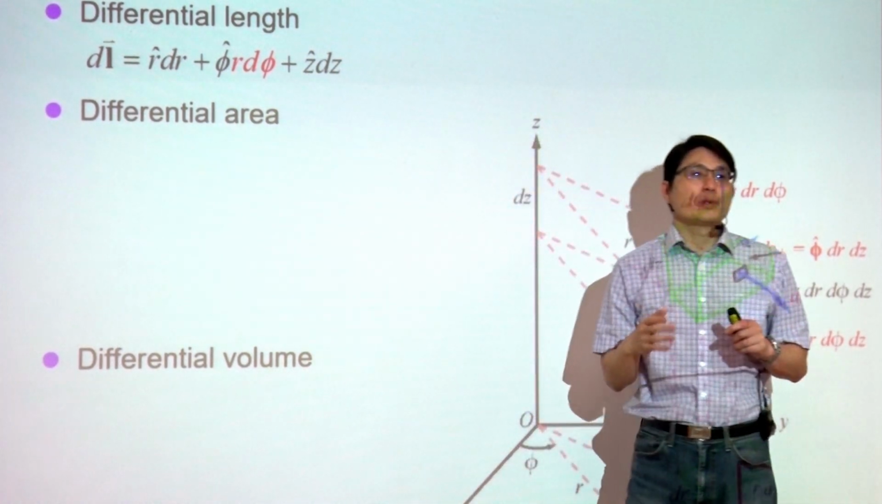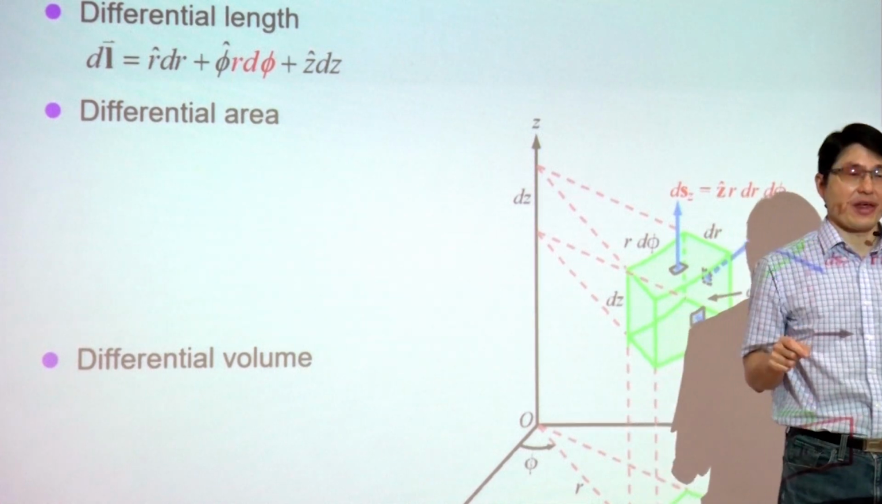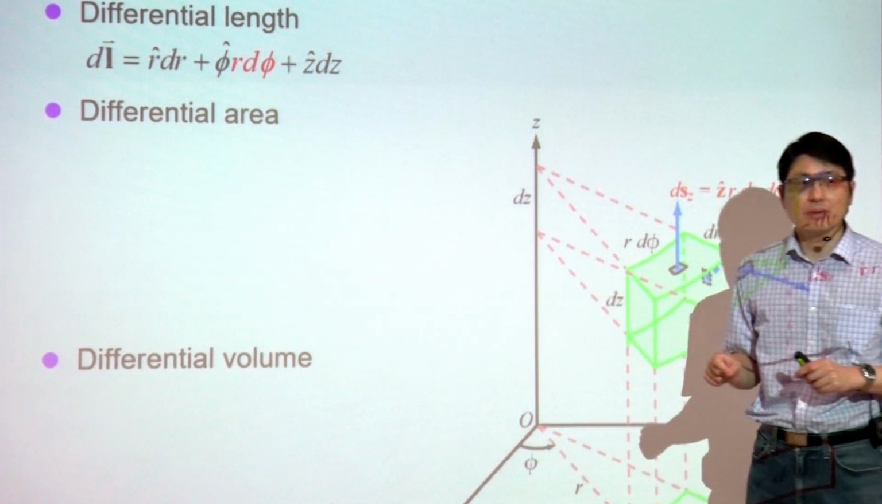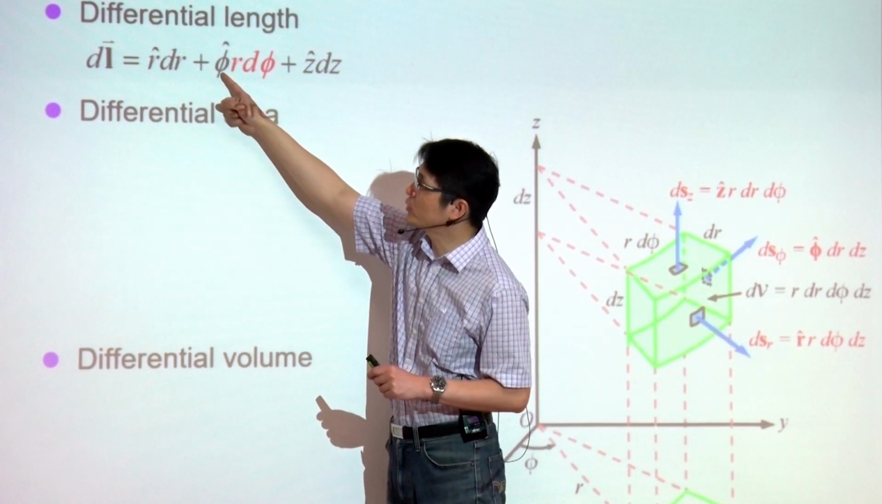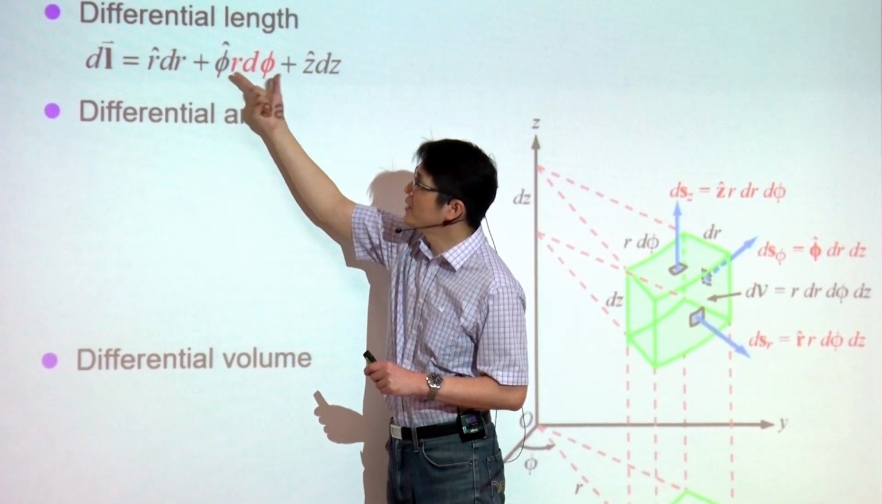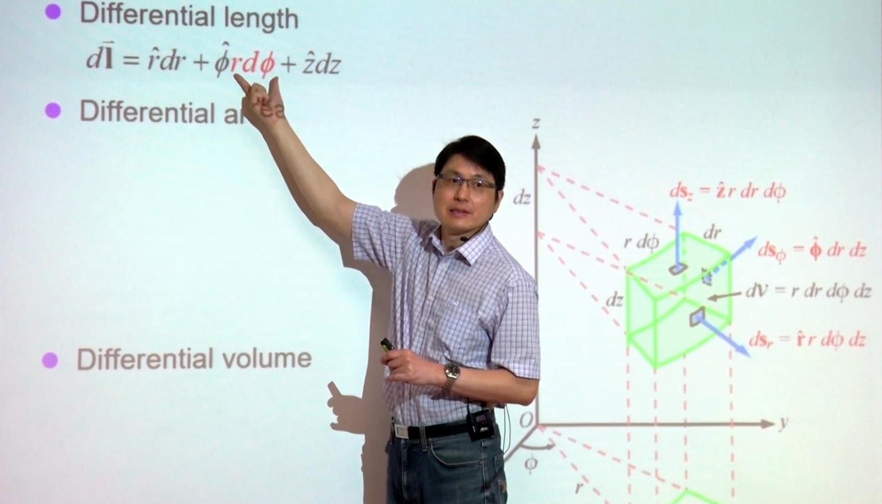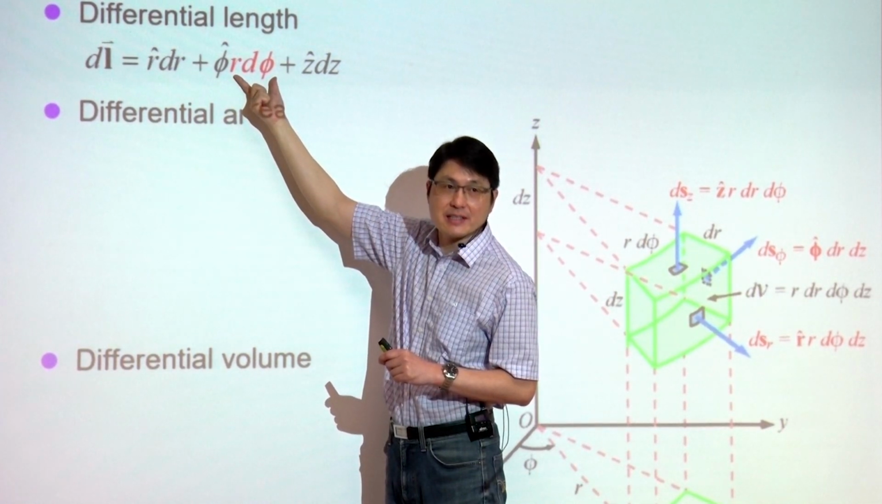So the proper way to write down the differential length in cylindrical coordinates, you have to pay special attention. When the phi direction is an angle, then the differential length is an arc.